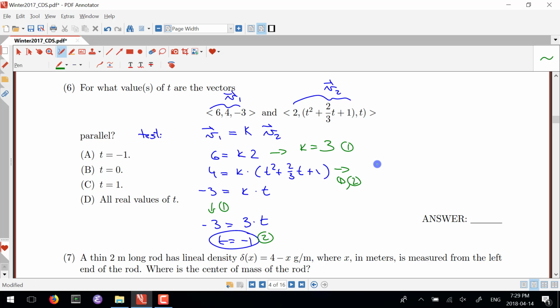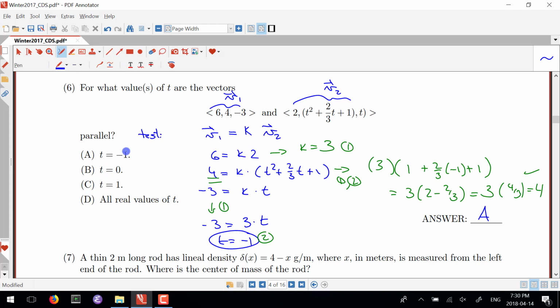And then we're just going to check, if we put those two equations together, that we actually do get 4. So do we get k, which is 3, times t squared, that's 1, plus 2/3 times negative 1 plus 1? That's 2 minus 2/3, and that's actually going to be 6/3 minus 2/3, 4/3. 3 times 4/3 is in fact 4. And that is exactly what we had on the left-hand side. So those values, t equals negative 1 and k equals 3, work. And that gives us our answer of A in this case here.